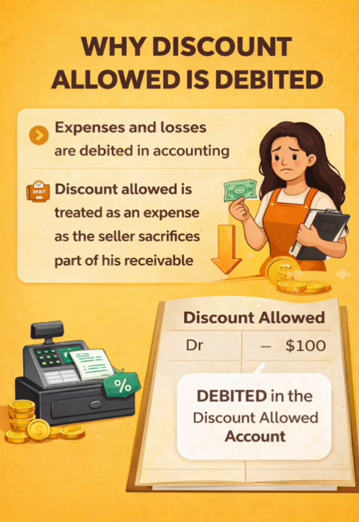Why discount allowed is debited? In accounting, expenses and losses are debited. When a seller allows a cash discount, he sacrifices part of his receivable. Therefore, discount allowed is treated as an expense and is debited to the discount allowed account.